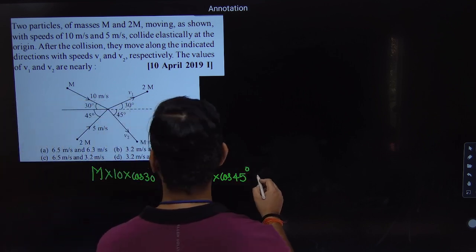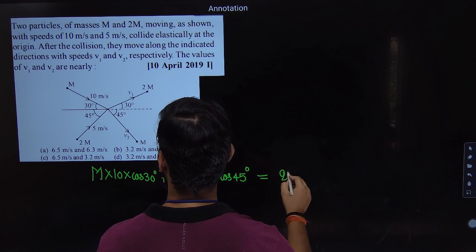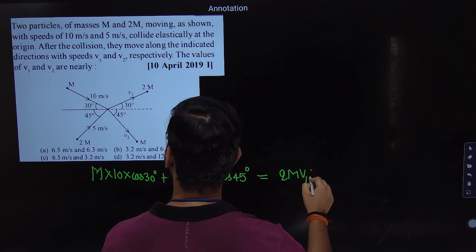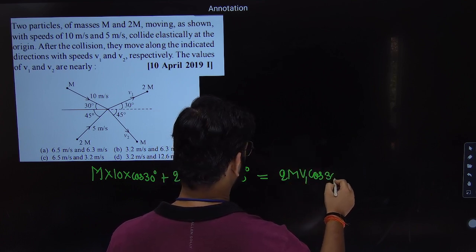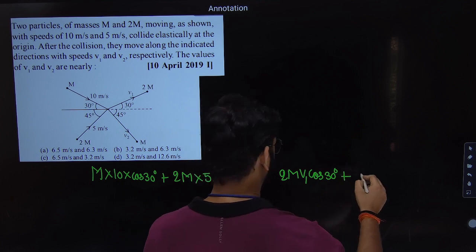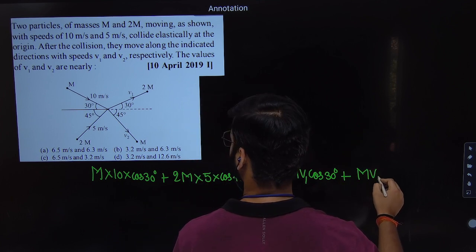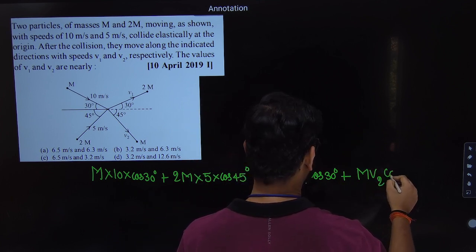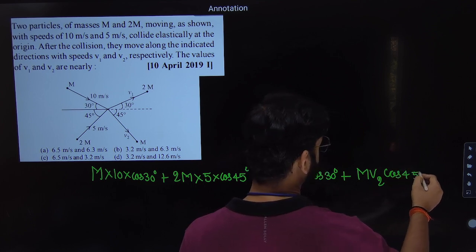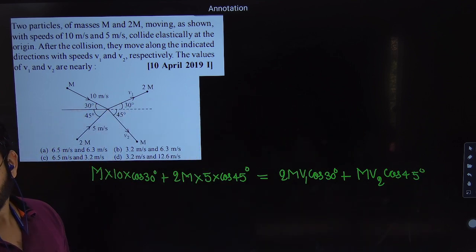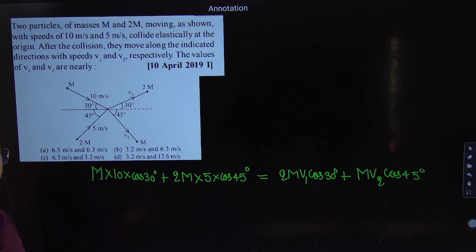What is the final momentum in X direction? 2m into V1 cos 30 plus m into V2 cos 45. Any problem in writing this one? All of you remember how to take component? Check any doubt is there? Component on x-axis.